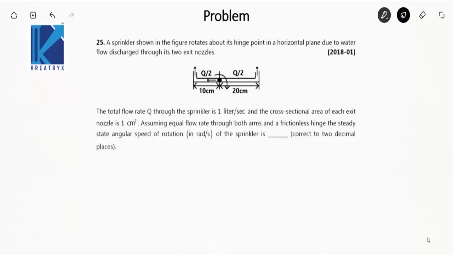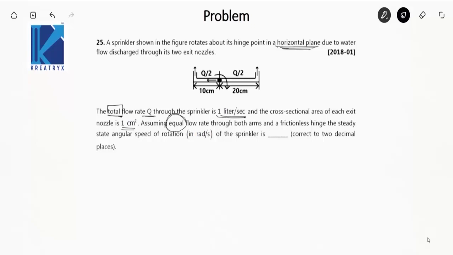A sprinkler shown in the figure rotates about its hinge point in a horizontal plane due to water flow discharged through its two exit nozzles. In a horizontal plane. The total flow rate Q, keyword is total. The total flow rate Q through the sprinkler is 1 liter per second, and the cross sectional area of each exit nozzle is 1 centimeter square. Assume equal flow rate through both arms.